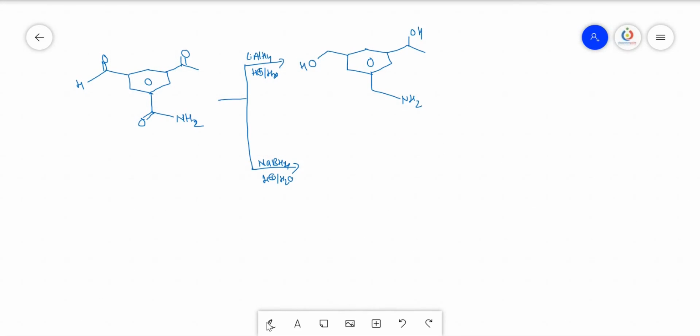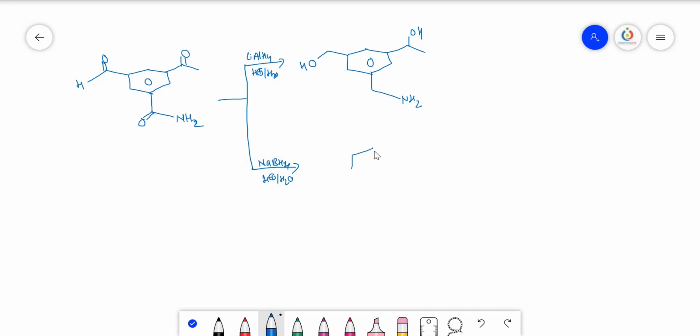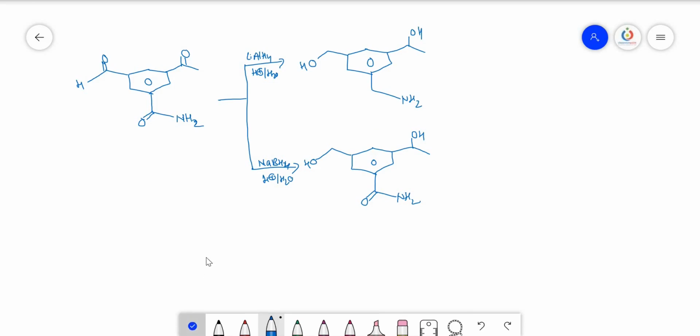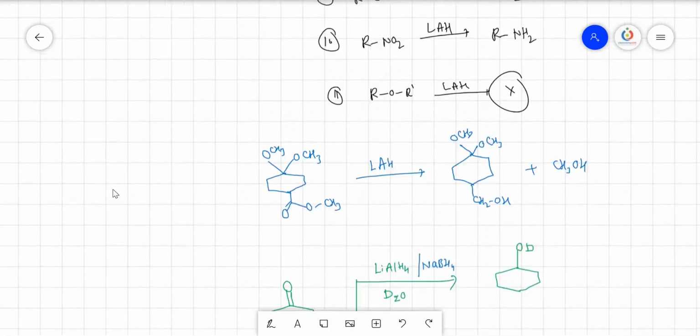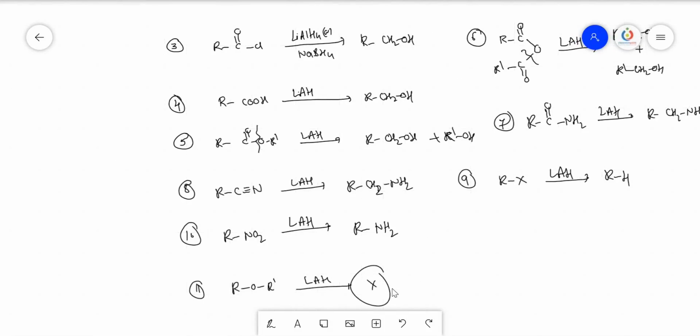But when sodium borohydride is used, what is the main property of the sodium borohydride? Reduce only carbonyl compounds and the acid halides. So keto group to the secondary alcohol, and aldehyde to the primary alcohol, and this particular amide is unaffected. So this is the main use of both the sodium borohydride and lithium aluminum hydride. You have to remember these examples. This is a beautiful one for you.